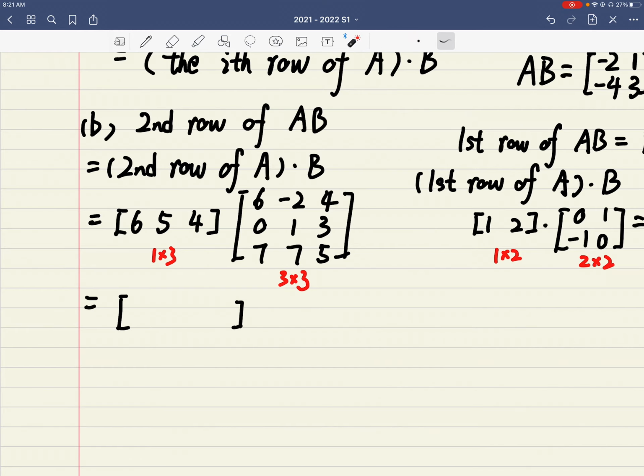Then what is the first entry? It's 6, 5, 4 times 6, 0, 7. Just do it. 6 times 6 plus 5 times 0 plus 4 times 7. The result is 64.